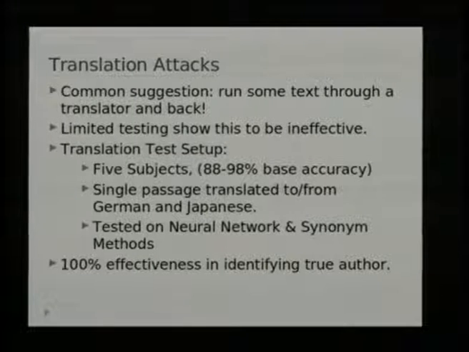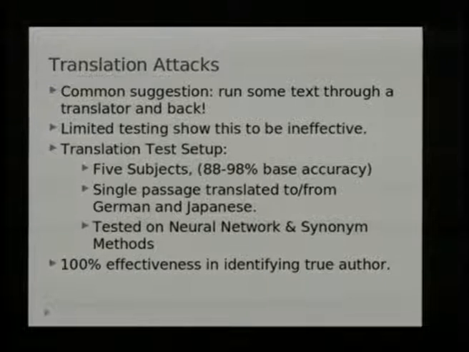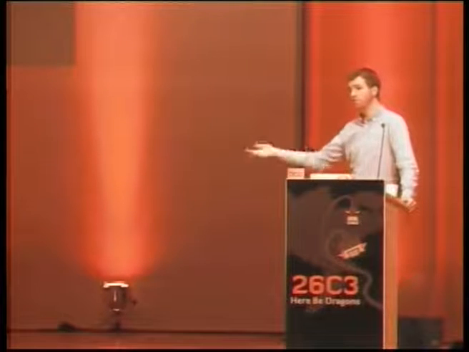We took 5 test subjects with an initial base accuracy of around 88 to 98%. We took a single passage from each of these subjects. We did one translation where we translated to German and back, and another where we translated from Japanese and back, and found that in all of the situations, it did not have any effect in hiding the author's writing style. I don't have the measurements here, which are a lot of numbers to throw up on the board, but they also show that the average syllable count, the average sentence length, all these things didn't really change when you translate to one language and back.